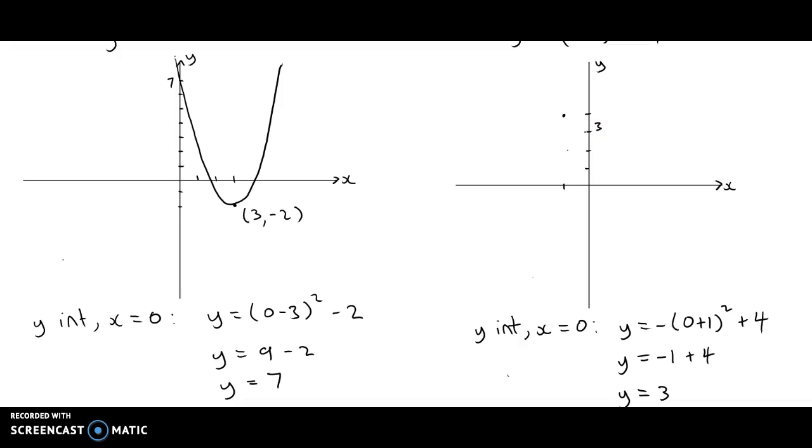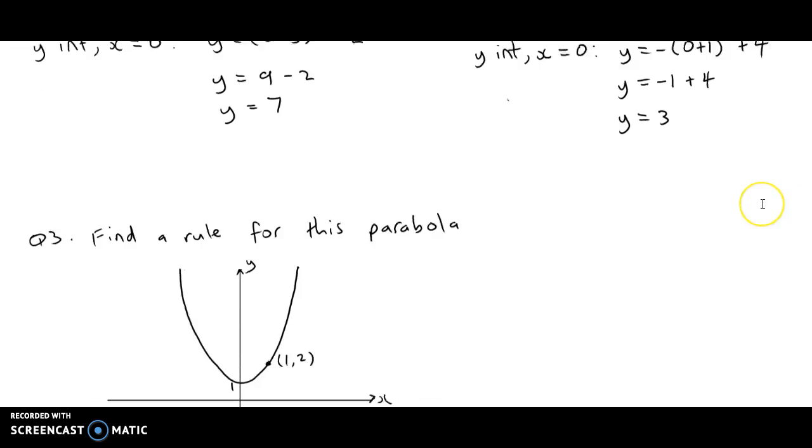So let's go ahead and sketch that. Once we've sketched that, again, it's important to label in the turning points. Our turning point was at minus 1 and 4. Alrighty, let's have a look at one final question that's a little bit different.